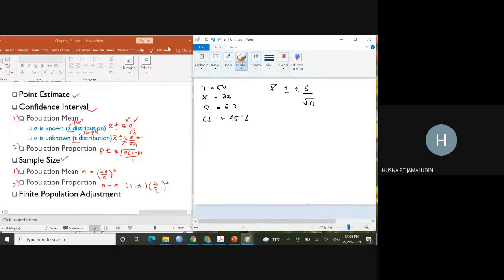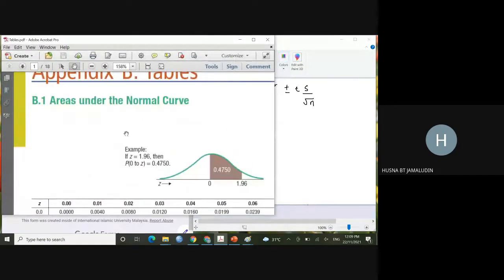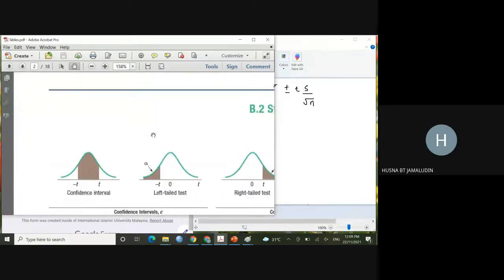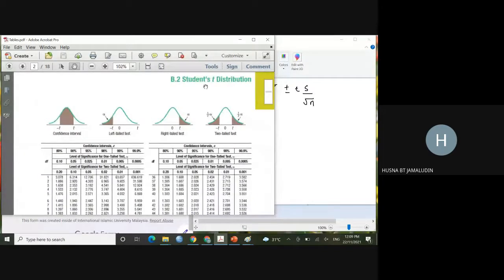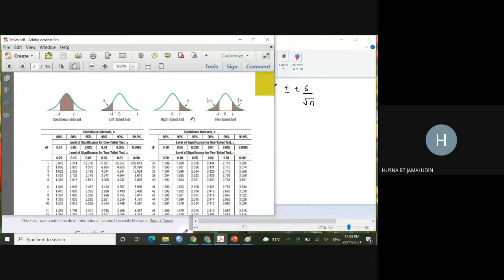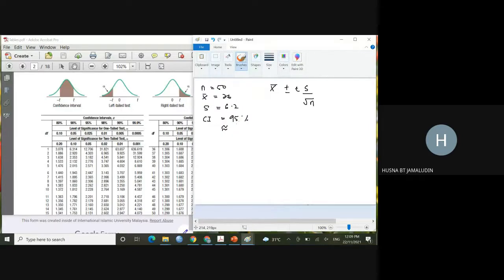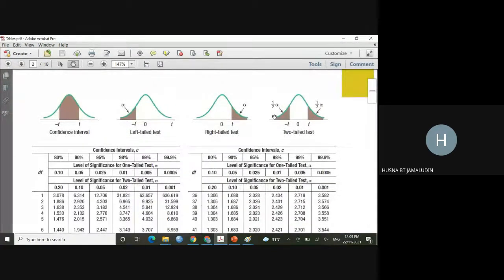Okay. Now, before we apply this formula, can you convert this confidence interval into the T value? Anyone? Should we use this area under the normal curve table? No. Which table? This table. Let me make it smaller so that you can see this. We have to use the T distribution table. What is the CI? 95%. Remember that 95%, make it bigger. Okay, so you have 95%.